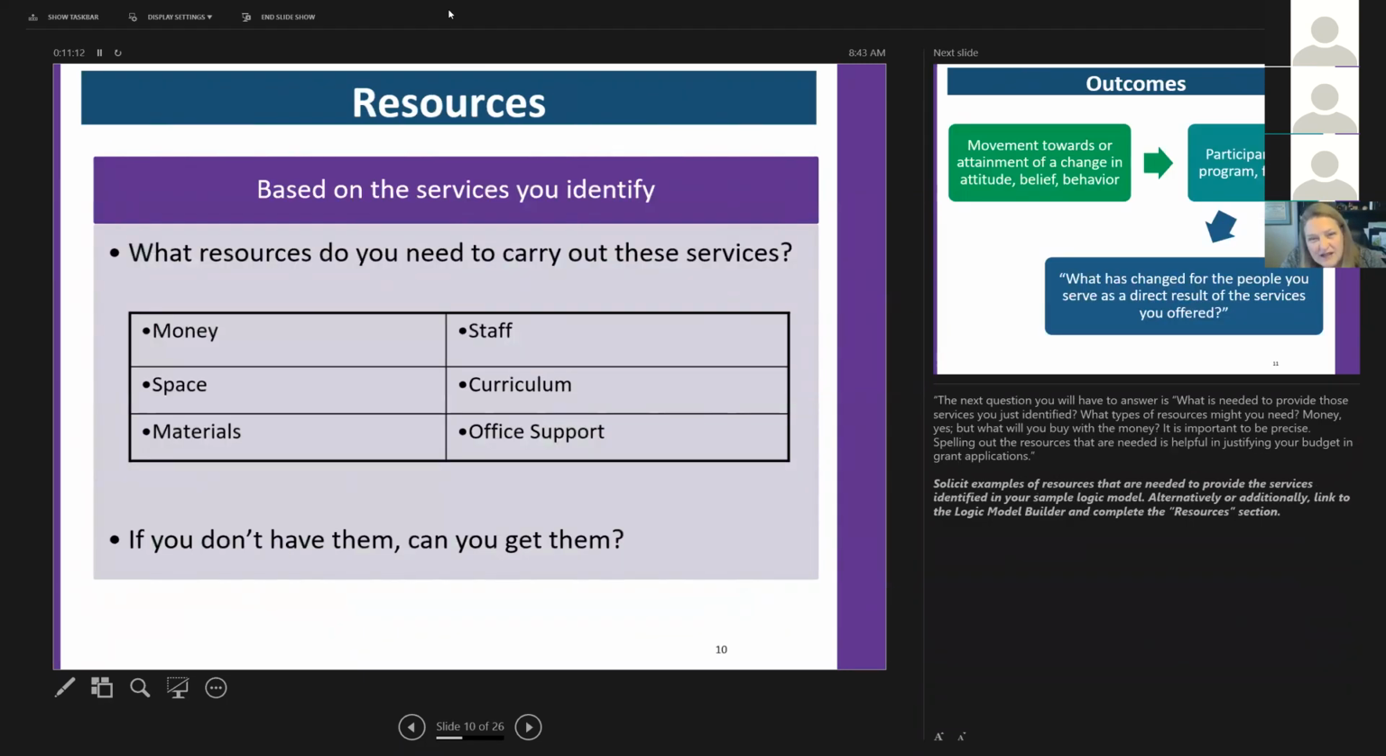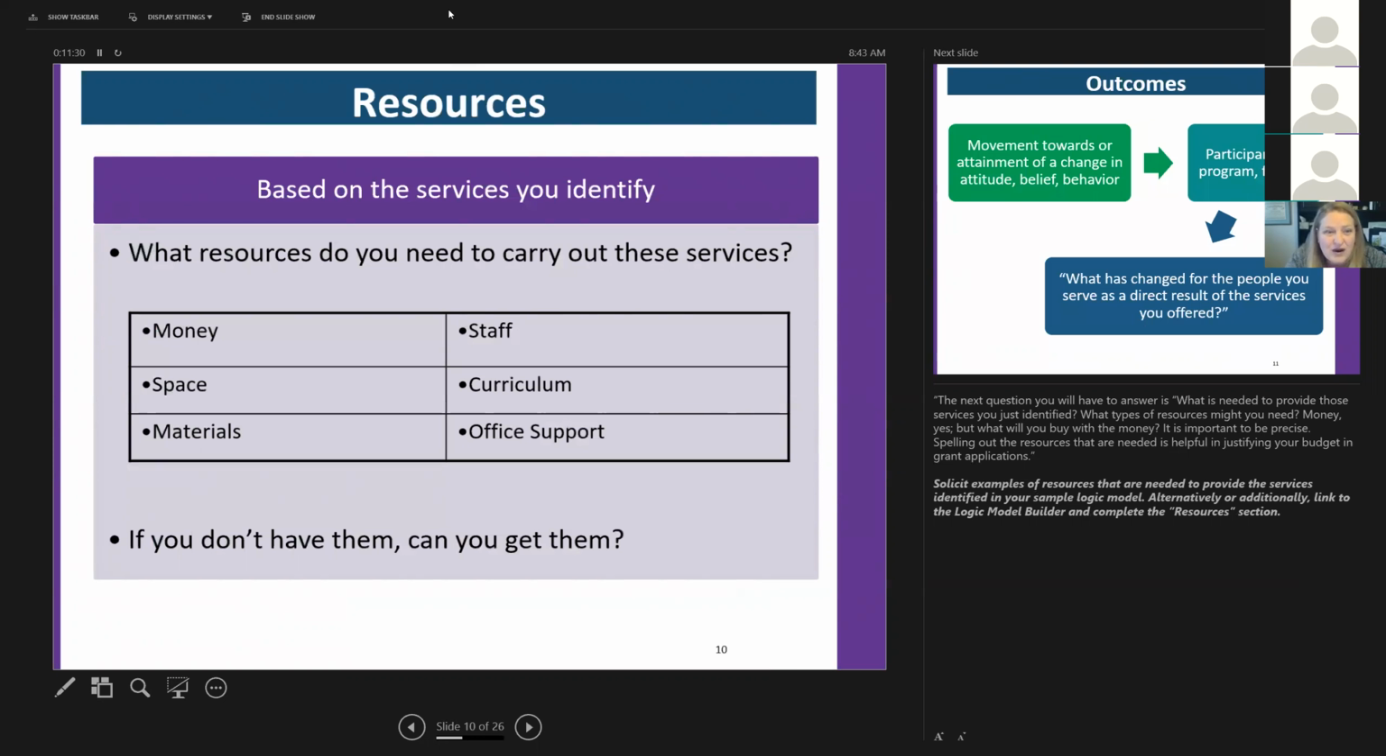What are the resources? Oftentimes this is called outputs. I realize that's not in this part here on this one, my apologies. But oftentimes this is called outputs. What is this really going to take to get this out there for folks?